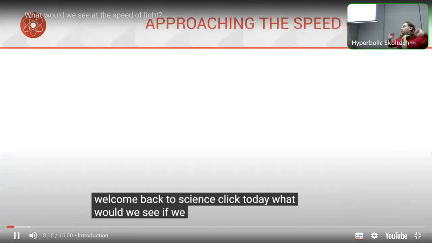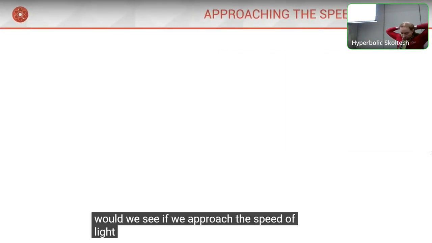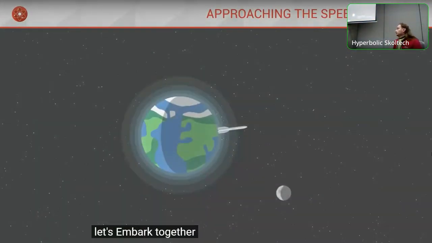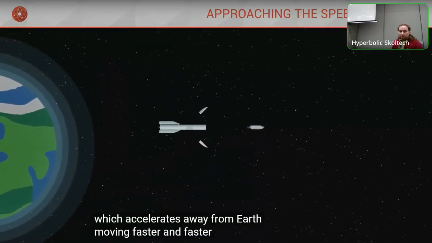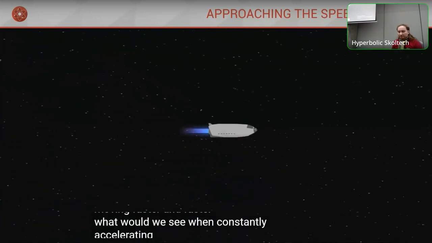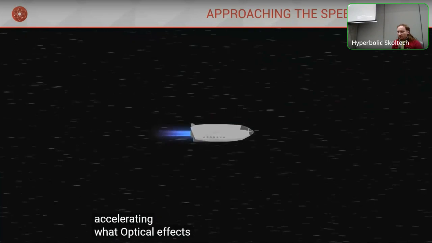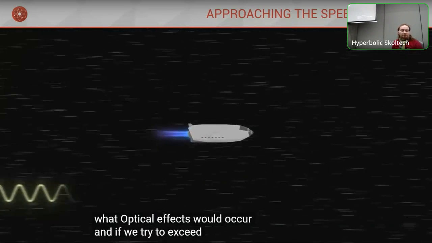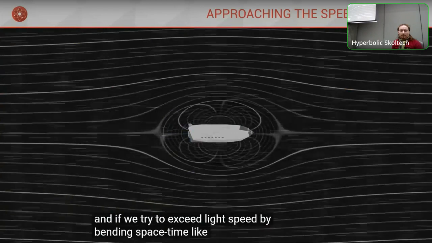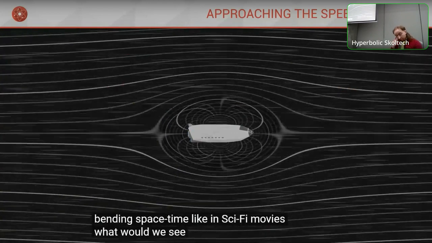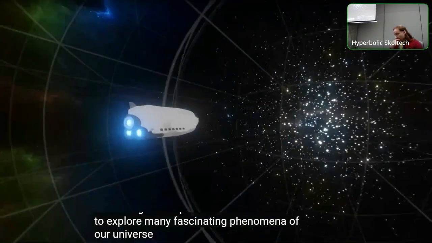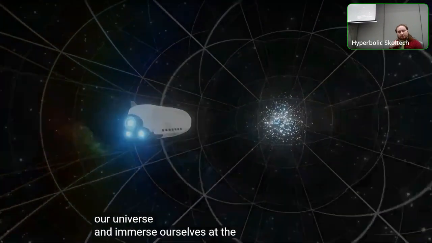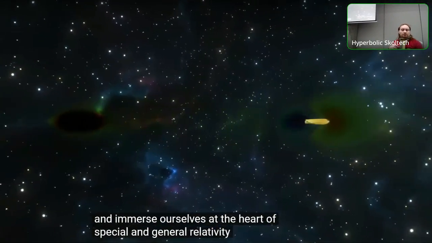Welcome back to Science Quick. Today, what will we see if we approach the speed of light? Let's embark together on a spaceship which accelerates away from Earth, moving faster and faster. What would we see when constantly accelerating? What optical effects will occur? And if we try to exceed light speed by bending space-time like in sci-fi movies, what would we see? Answering these questions will lead us to explore many fascinating phenomena of our universe and immerse ourselves at the heart of special and general relativity.